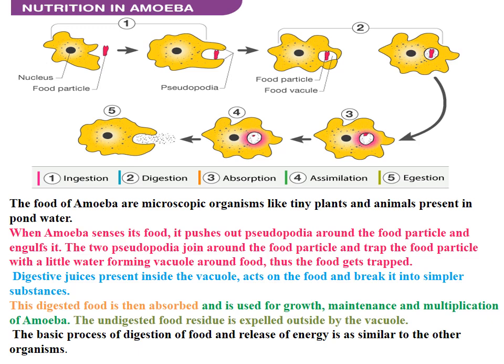You can see picture 5. By this process egestion takes place. So the basic process of digestion of food and release of energy is similar to that of other organisms. The basic process is the same, just that we are multicellular but amoeba are unicellular, microscopic.